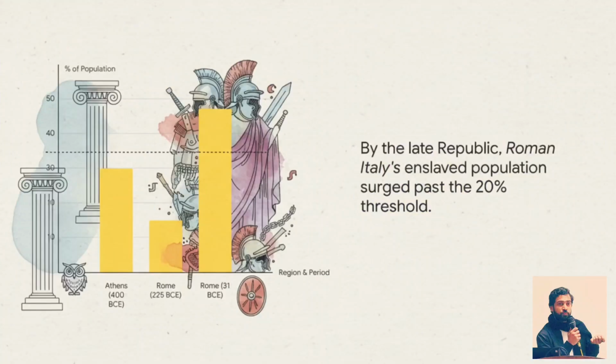And what's really cool is when you apply these ideas to the data. Look at this chart. If you use Hopkins's 20% rule, you can see classical Athens, at about 30%, is clearly a slave society. Roman Italy, back in 225 BCE? Not quite. At 15%, it's a society with slaves. But fast forward to the late Republic, and wow, the enslaved population has shot up to 35%. It has absolutely crossed that threshold to become a full-blown slave society.